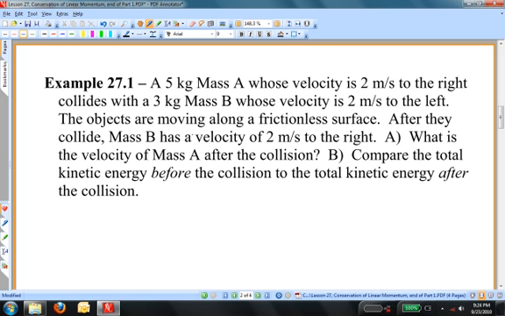The first observation I want to make is that this is going to be a one-dimensional collision. And the way I know that is that mass B was moving in the x direction before the collision, and it's moving in the x direction after the collision. They tell me that in the way that they've worded the problem.